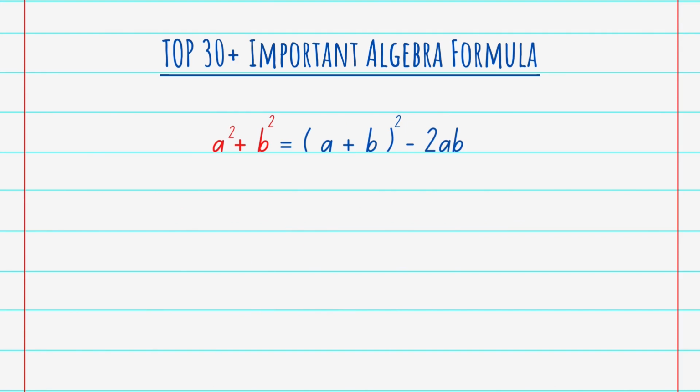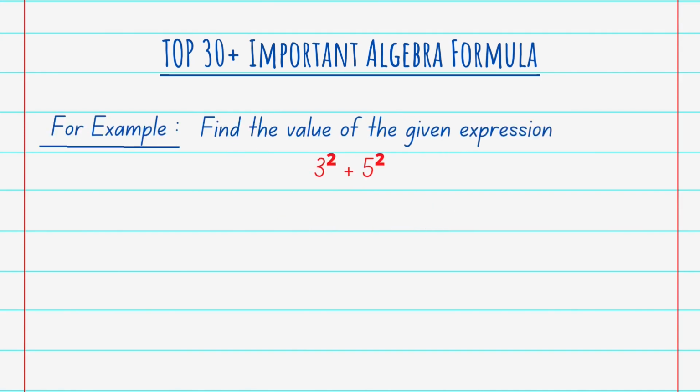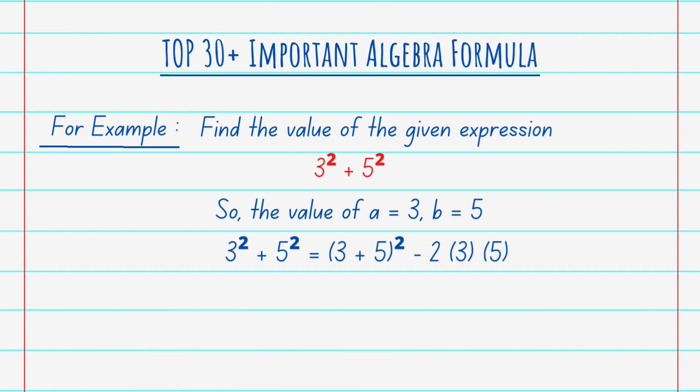Now next is a square plus b square, which is equal to (a plus b) whole square minus 2ab, or we can write it down as (a minus b) whole square plus 2ab. For example, if we have to find out the value of the expression 3 square plus 5 square, the solution should be like this. The value of a is equal to 3 and b is equal to 5. So with our formula, 3 square plus 5 square is equal to (3 plus 5) square minus 2 into 3 into 5. So (3 plus 5) square is 64, minus 2 into 3 into 5, which is 30. So 64 minus 30 is equal to 34.